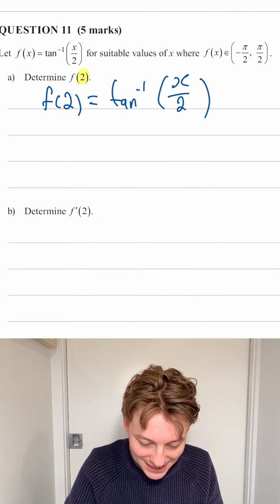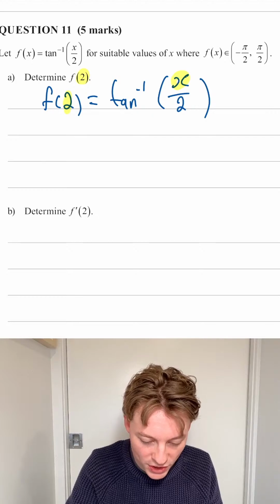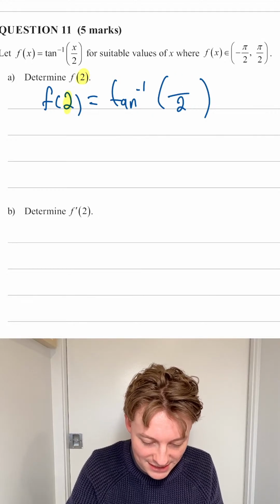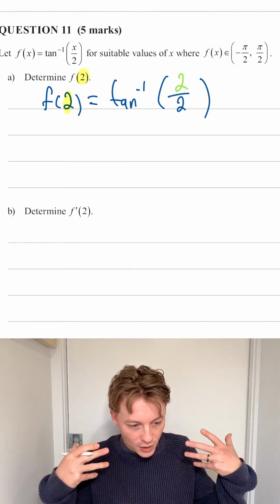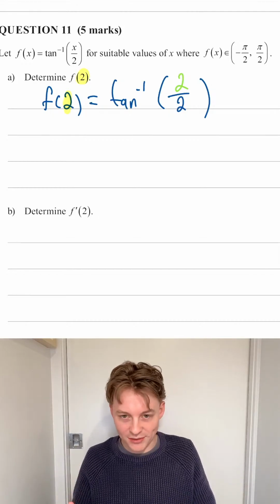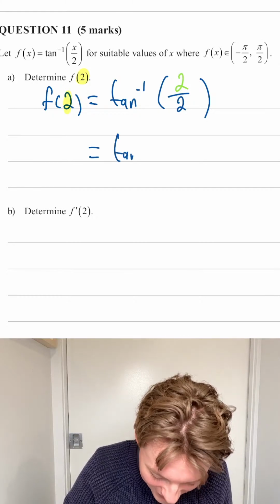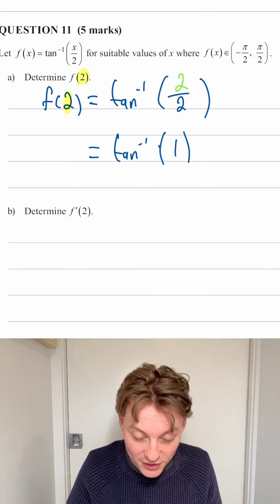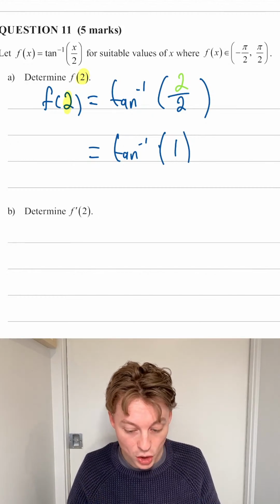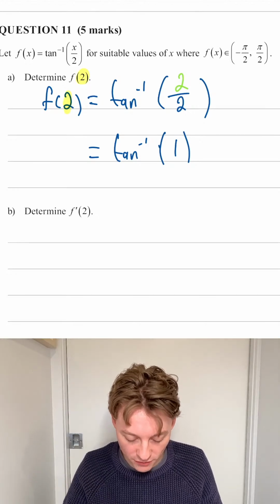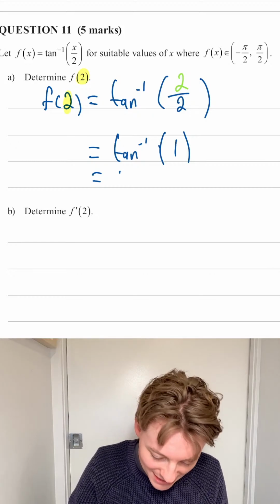If I do f of 2, that means I'm simply putting 2 in place of my x. So instead of writing x here, I simply write the number 2. We'll change color to make that really clear. So we replace the letter x with the number 2. We now simplify our fraction, and all of us hopefully know that 2 goes into 2 once. So when I get tan to the minus 1 of 2 over 2, that gives tan to the minus 1 of 1. Well, what angle gives an answer of 1 for a tan function? That is going to be pi on 4.